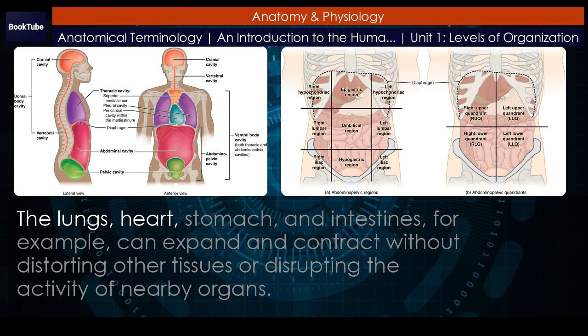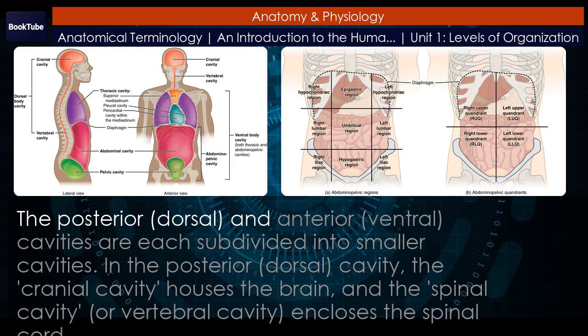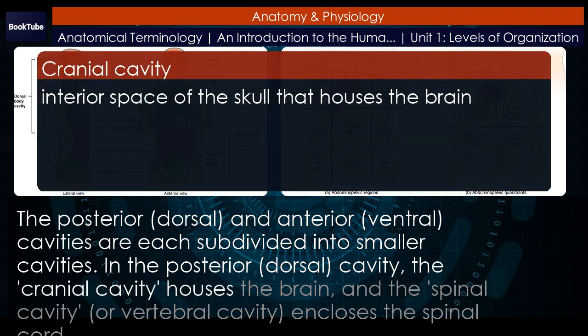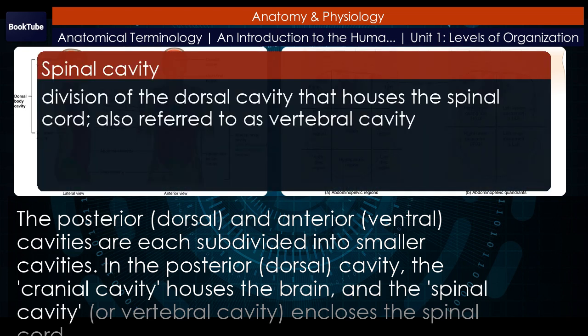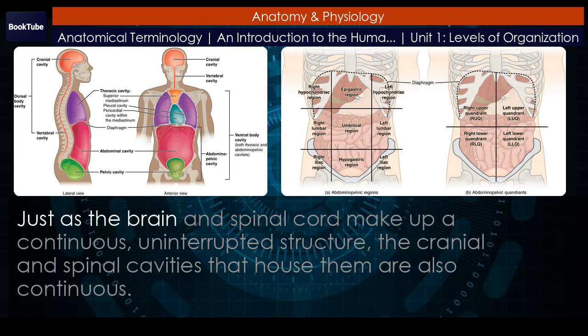The lungs, heart, stomach, and intestines, for example, can expand and contract without distorting other tissues or disrupting the activity of nearby organs. Subdivisions of the posterior (dorsal) and anterior (ventral) cavities. The posterior and anterior cavities are each subdivided into smaller cavities. In the posterior cavity, the cranial cavity houses the brain, and the spinal cavity, or vertebral cavity, encloses the spinal cord. Just as the brain and spinal cord make up a continuous, uninterrupted structure, the cranial and spinal cavities that house them are also continuous.